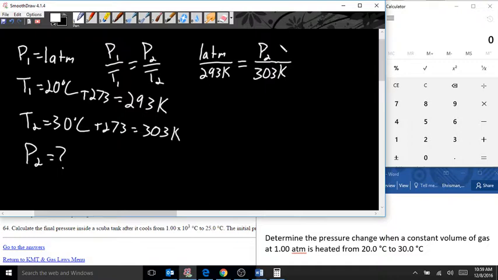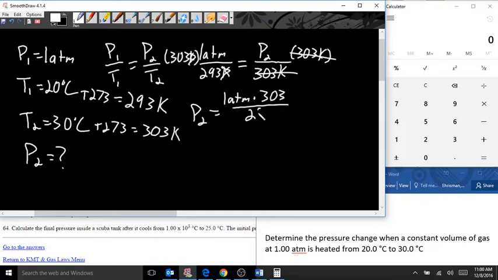So right now I have P2 divided by 303. To get P2 by itself, I just have to do the opposite, which is times 303 Kelvin. And what I do to one side, I'm going to do to the other. Kelvins cancel. Kelvin's on top, Kelvin's on bottom. Those cancel. So now I have P2 equals 1 atmosphere times 303 divided by 293. The only unit I have left is atmospheres, which is what I'm looking for, so I'm looking for pressure.